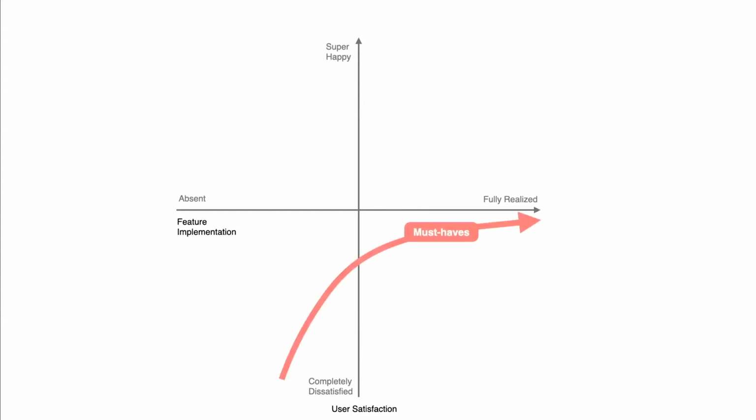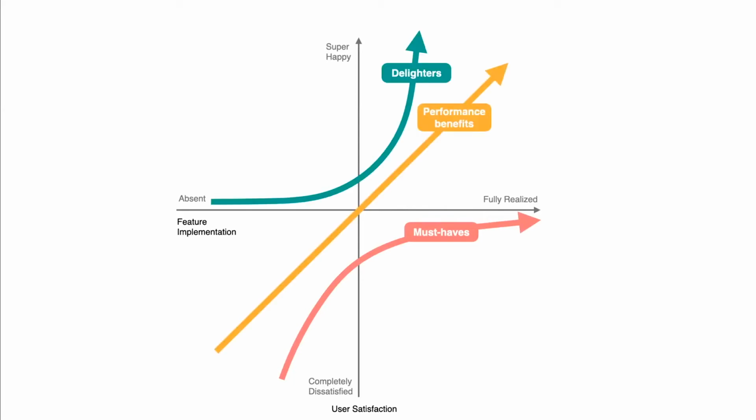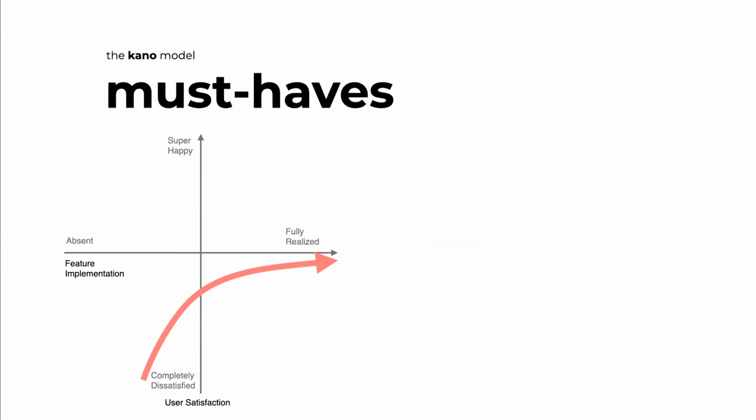So the first is the must-haves, and we're going to go through these one by one. The second is performance benefits. The third is delighters, and this is your very typical Kano model graph that you'll see if you search for it on Google. There are 2 other buckets that aren't represented on the graph, and those are the indifference and displeasers. We'll touch on those, but you generally just don't want to put those in your product. So the first is the must-haves.